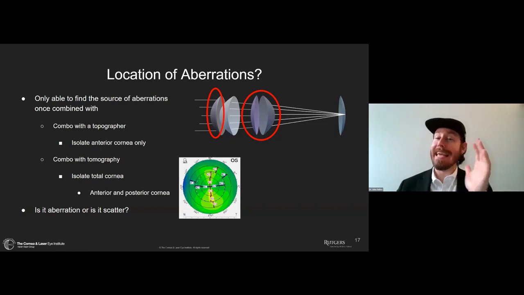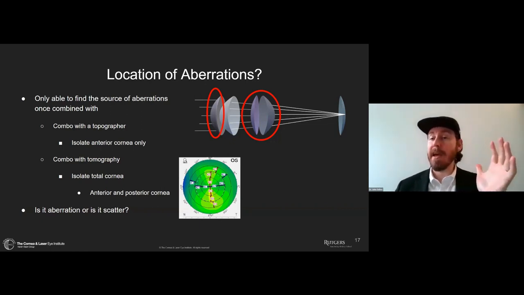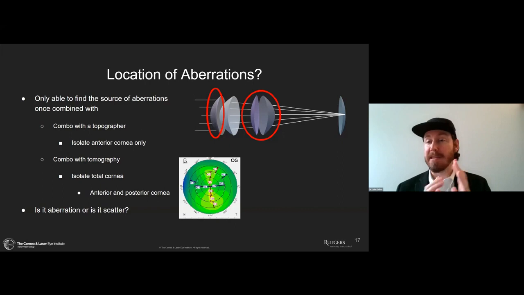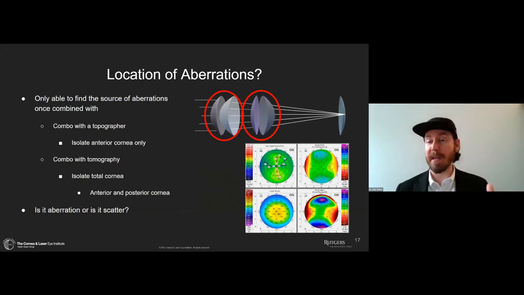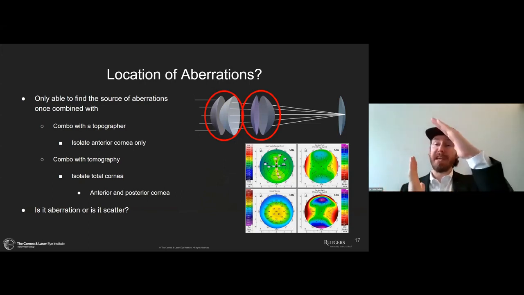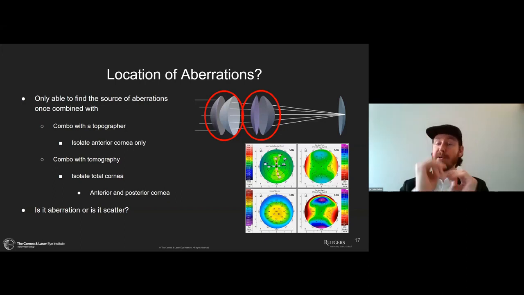So we could say the anterior surface of the cornea may or may not be responsible for the aberrations we're seeing on the total wavefront, but we can't say that it's entirely the cornea that is or is not the problem. We can't differentiate that because we can't look at the backside of the cornea. Now, when we use corneal tomography, like Scheimpflug tomography, we get the anterior and the posterior cornea.